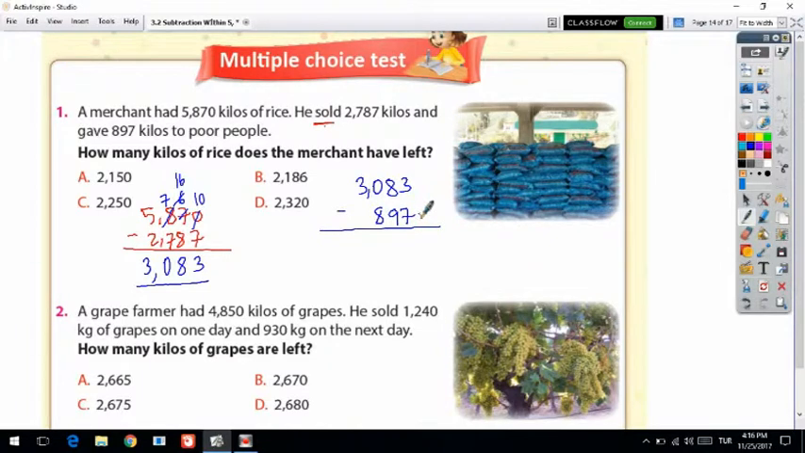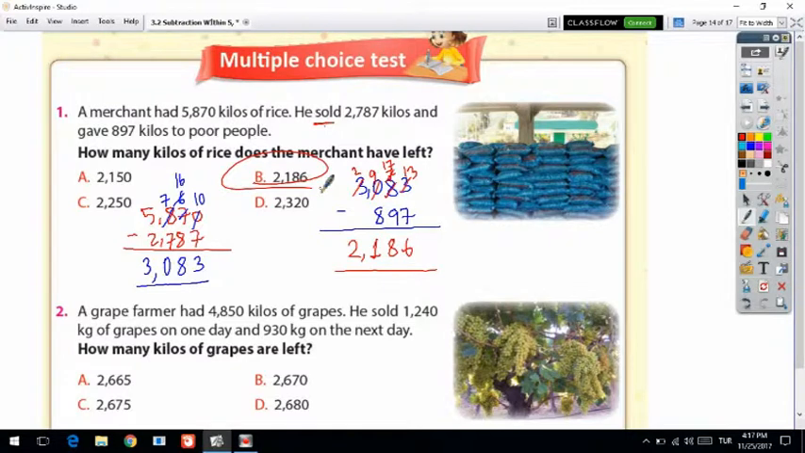Then let's subtract them. 3,083 minus 897. First, subtract. Make it 13. Then 13 minus 7 is equal to 6. 8 minus 9 we cannot, so 3 could be 2, 0 could be 9, then 8 could be 18. 18 minus 9 is equal to what? For example, can we say 9? Yeah, 9. Then let's continue. 9 minus 8 is equal to 1. Then bring down your answer.